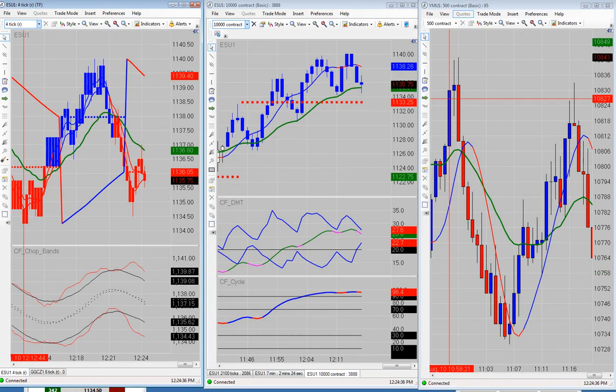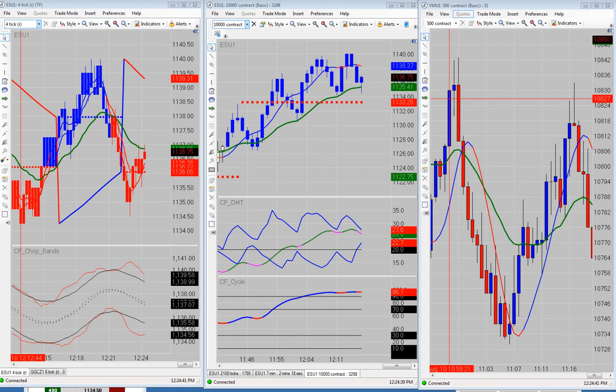It was mostly an ES morning again. That's where the opportunity was. The Russell was also there giving opportunity. I'd show that chart, but I don't have it up and running right now, so I'll just defer to tomorrow on that one. All right.